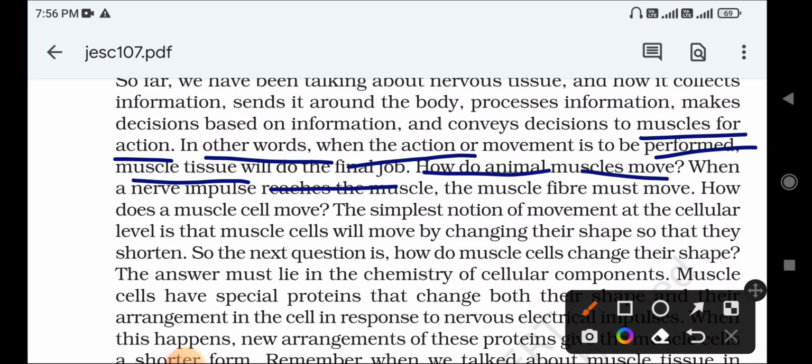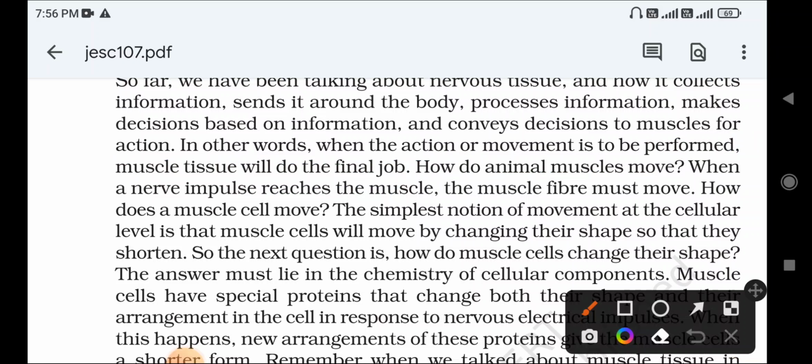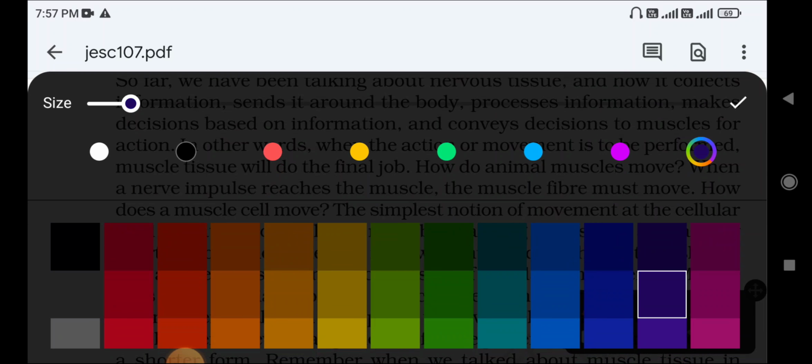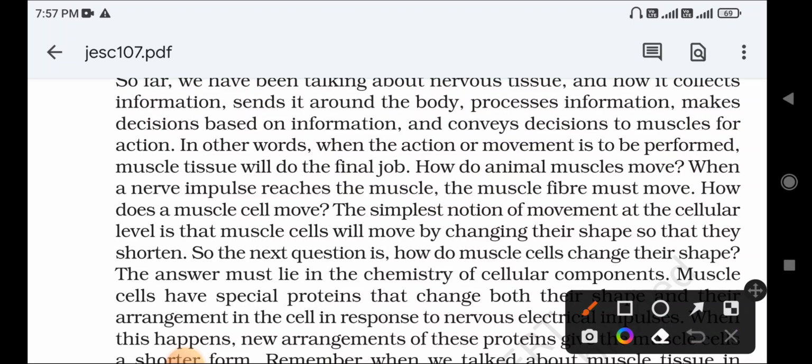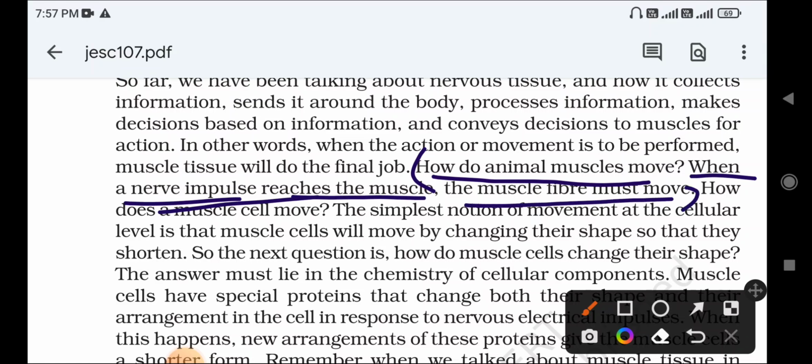How do animal muscles move? The muscles do the final job, so how do muscle cells move? Remember the answer: when a nerve impulse reaches the muscles, the muscle fiber must move. How do animal muscles move? When an electrical or nerve impulse reaches the muscles, the muscle fiber must move.